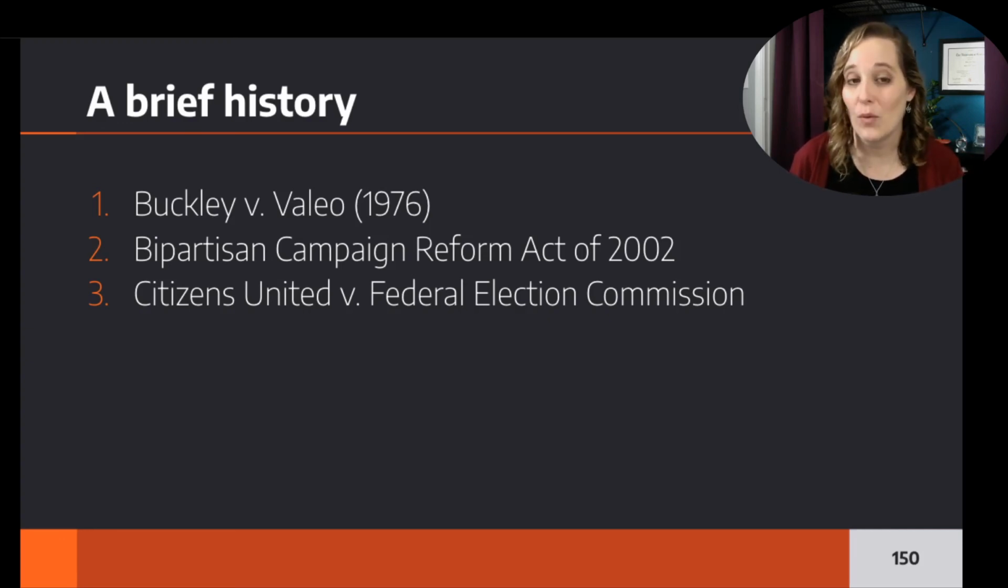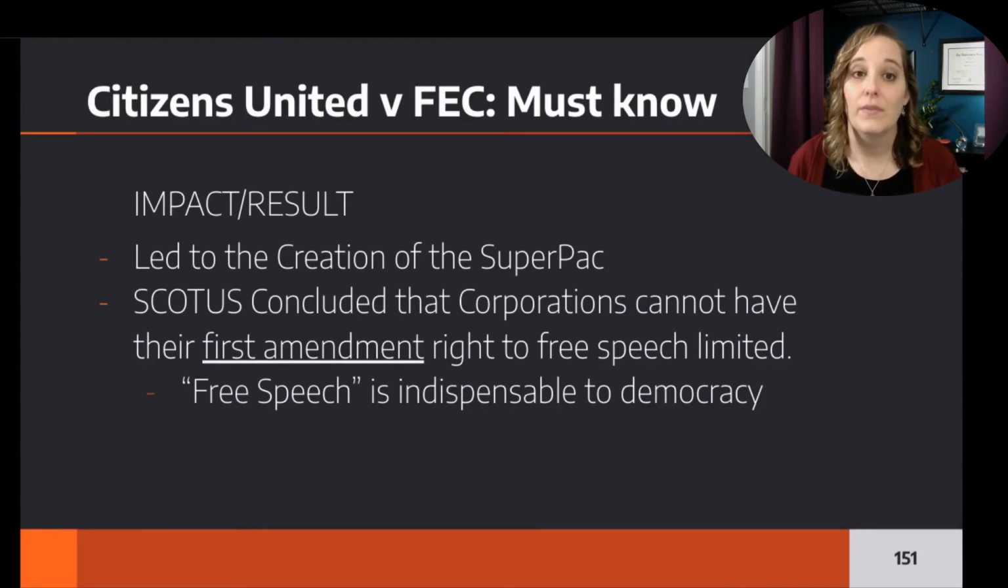One thing that Citizens United did do was that it upheld the portion of BICRA that said that you must disclose who is paying for or providing the advertisement. It basically upheld the stand by your ad provision of the law. Again, things you must know about Citizens United. It led to the creation of super PACs, and we'll talk more about super PACs in class. And the Supreme Court concluded that corporations cannot have their First Amendment right to free speech limited, because free speech is indispensable to democracy.